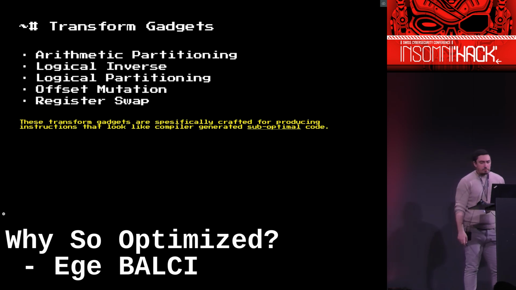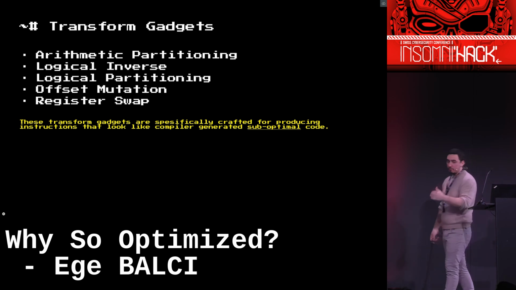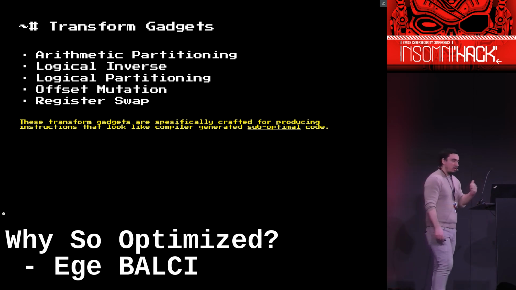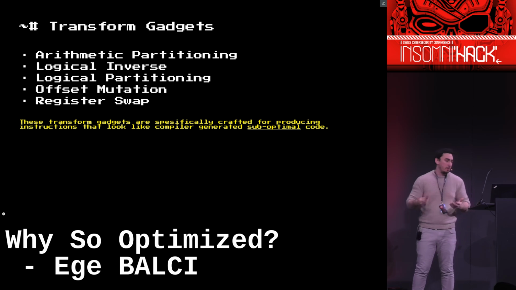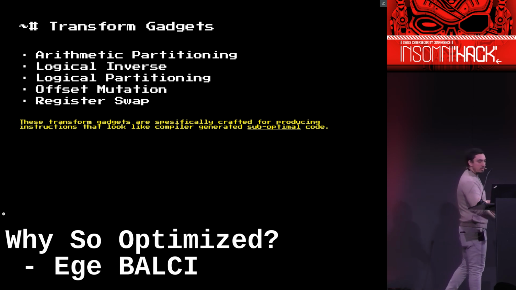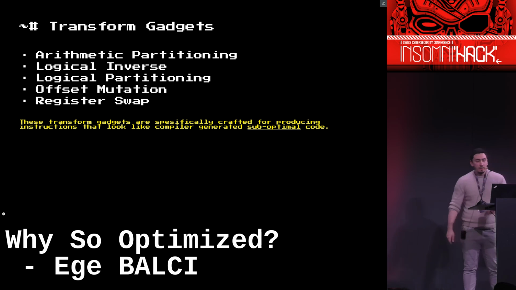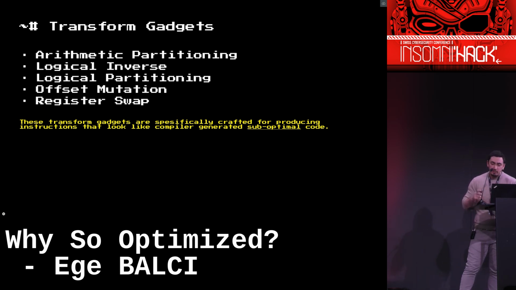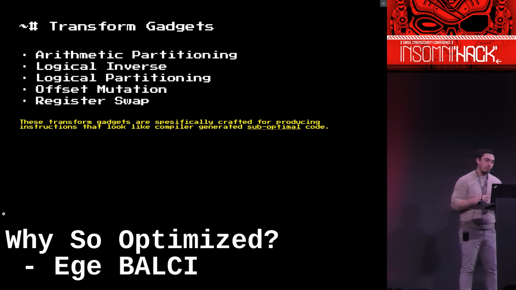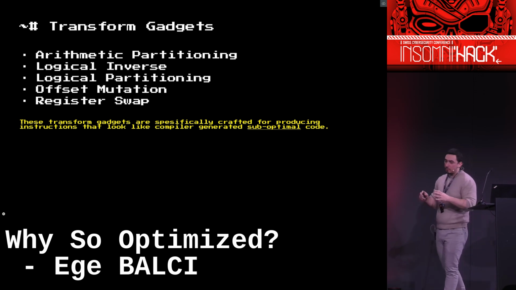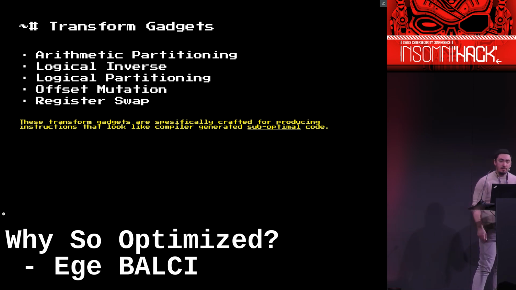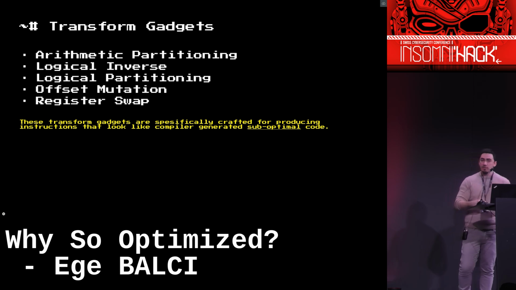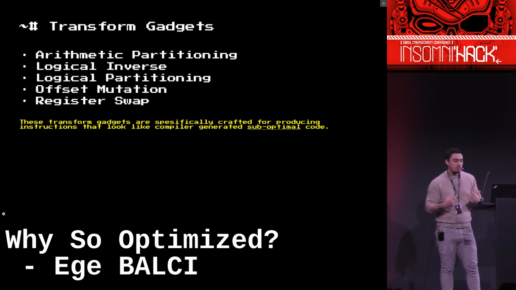So we will be using 5 different approaches for transforming instructions. These are our transform gadgets. And we will be taking advantage of certain very basic mathematical properties, such as arithmetic partitioning or logical inverse or logical partitioning. These transform gadgets are specifically crafted for producing instructions that look like compiler generated but suboptimal code. So this is a super long sentence, but what it means is basically we will use these transform gadgets for generating common instruction sequences. If you generate common instruction sequences, it's much harder to write detection rules.